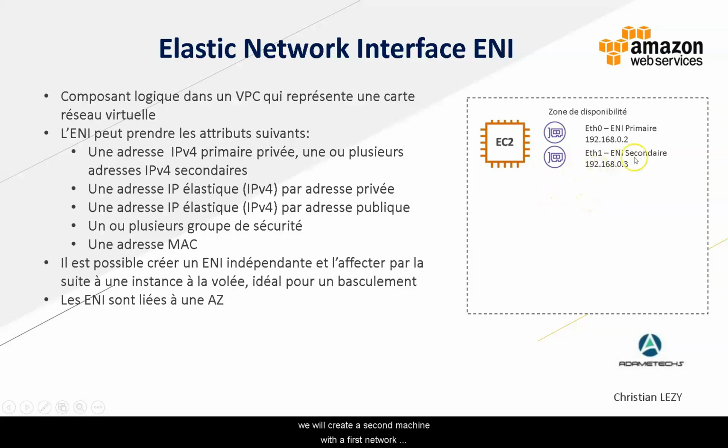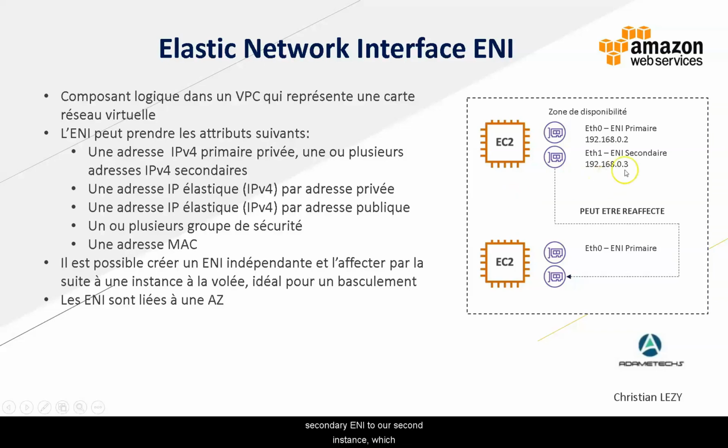So for the example, we'll create a second machine with a first network card, and we'll create a scenario where the instance that communicates with its secondary ENI fails. We may have a machine here that does the same job, and so we're going to reassign our secondary ENI to our second instance, which will allow us to quickly switch to a working server if our first instance is not working. Now we'll see in the console how this works.